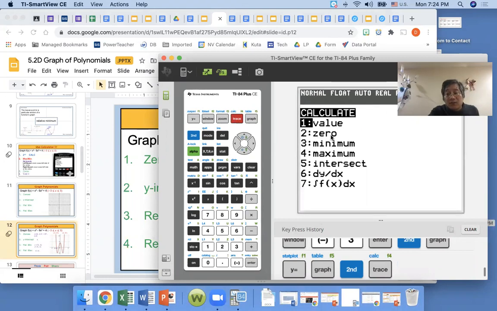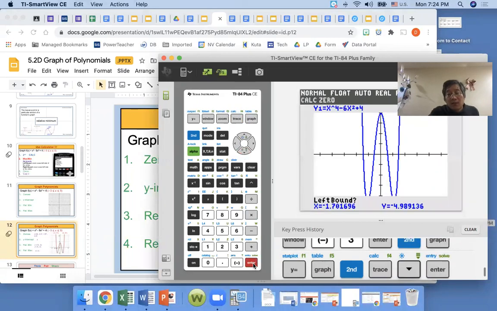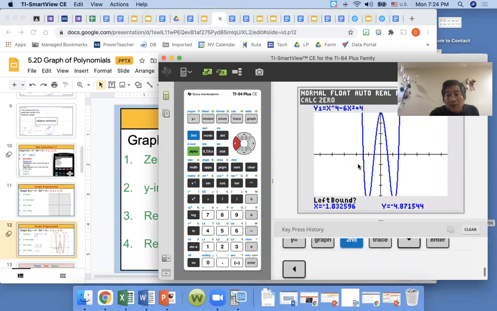Then 2 is zero. Relative minimum is this minimum, and relative maximum is maximum. So everything is here. Now let's get the zero. So go down and enter. Then we are going to find the zero here. Where's the cursor? We should find out, right? Where's the cursor? Yeah, here, right?